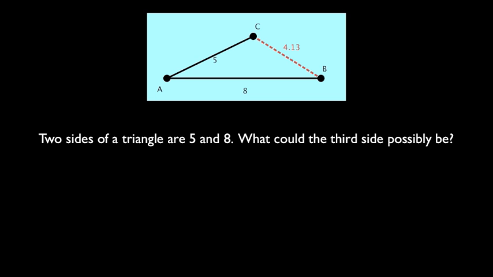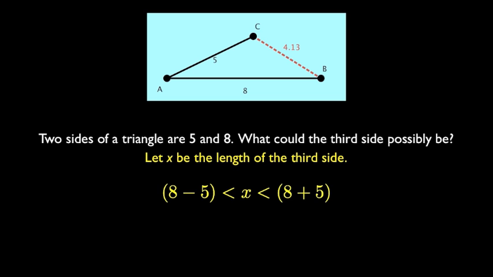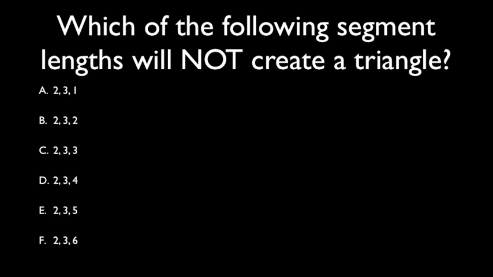And so we've established that that third side, if we call it x, must be between 8 minus 5 and 8 plus 5. And so the third side must be less than 13, but greater than 3. Let's take a look at another example. Which of the following segment length triplets will not create a triangle?